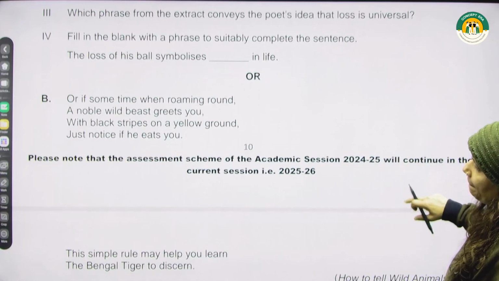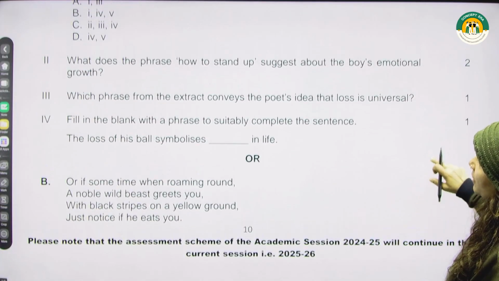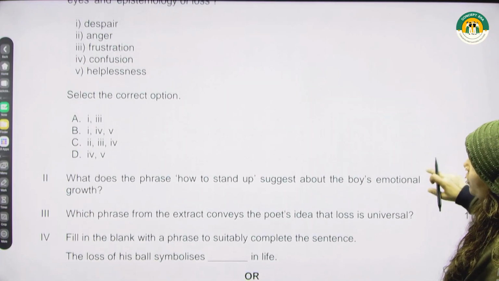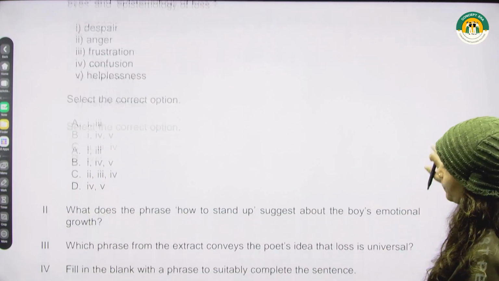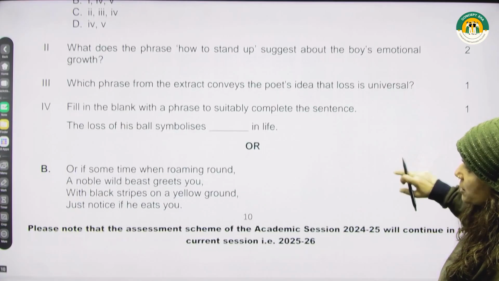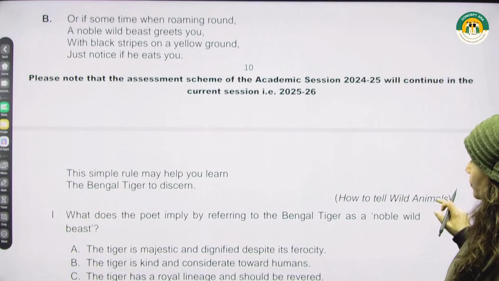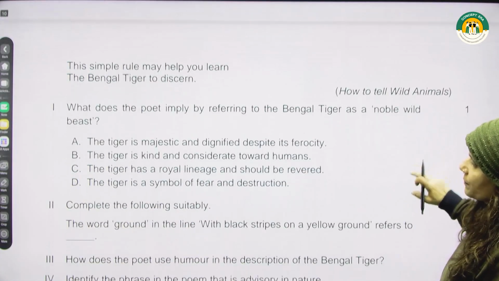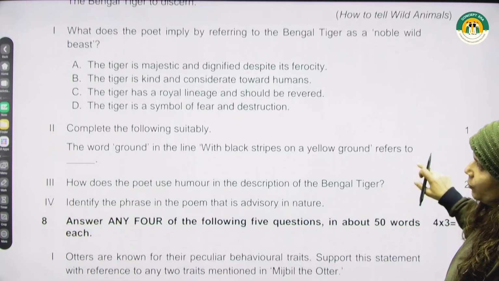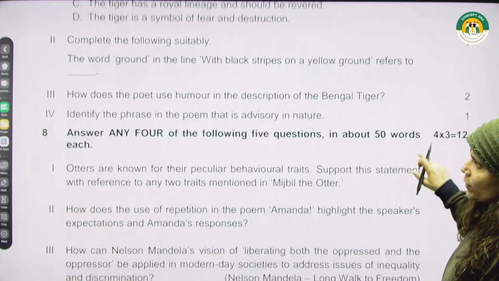See, look, the first RTC in question number 7 is given from the poem The Ball Poem, and the second RTC 7B has been given from the poem How to Tell Wild Animals, and it carries 5 marks. Further, both types of questions you can find here, multiple choice questions.